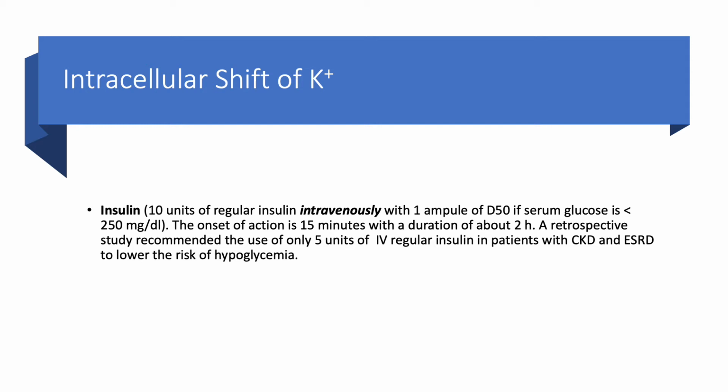In patients with chronic kidney disease or end-stage renal disease, there are studies showing that 5 units of intravenous regular insulin is good, because this way you prevent hypoglycemia. So in other words, you have to give insulin intravenously, never subcutaneously, and you give dextrose to prevent hypoglycemia. I have to say it's not enough to give dextrose thinking that dextrose would cause insulin secretion. No, you have to give regular insulin intravenously.